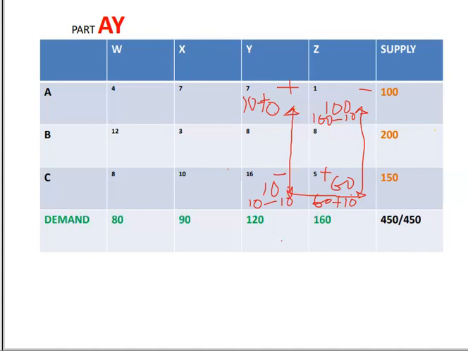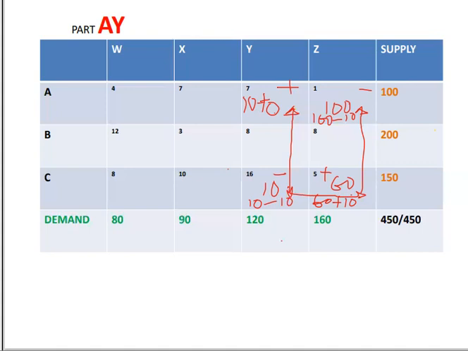Consider the negative signs. We have two positive signs and two negative signs. The two negative signs are under AZ and CY. Of these two negative signs, consider the one that has the lower quantity.